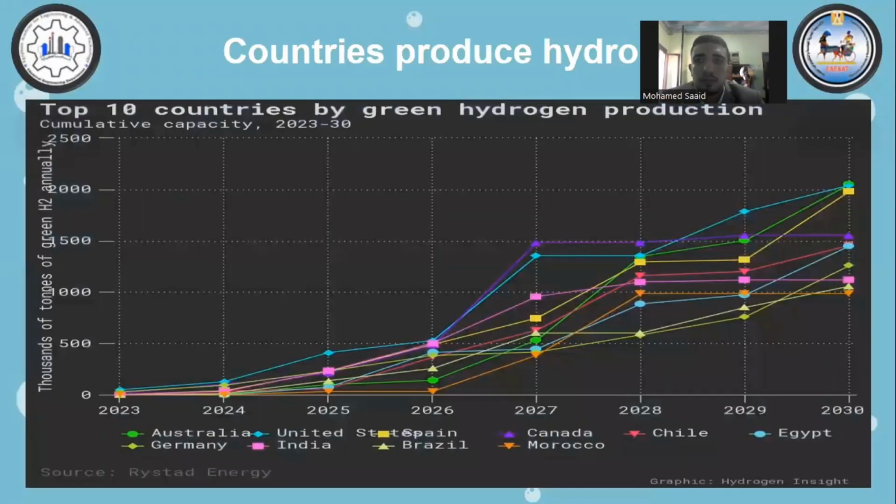Countries produce hydrogen. The top 10 countries producing green hydrogen. Now in 2023, green hydrogen is produced on a small scale, but by time it will be increased to reach 2,000 tons of green hydrogen per year.